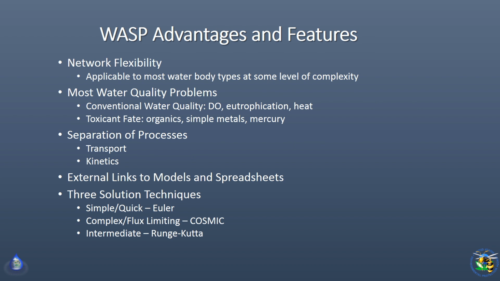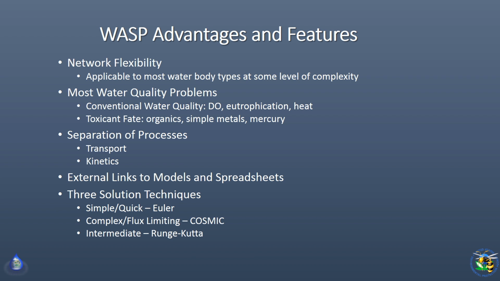So we'll talk a little bit about the advantages of WASP and some of its features. By far, one of the biggest advantages of WASP is its network flexibility. It can be virtually applied to almost any water body type at any level of complexity. It considers most of the water quality problems that we're faced with, conventional water quality and organic chemical toxic fate. It allows us to look at the separations of processes on water quality conditions, whether it's transport or kinetics. The modeling framework provides extensive linkages to other models and spreadsheets and databases.